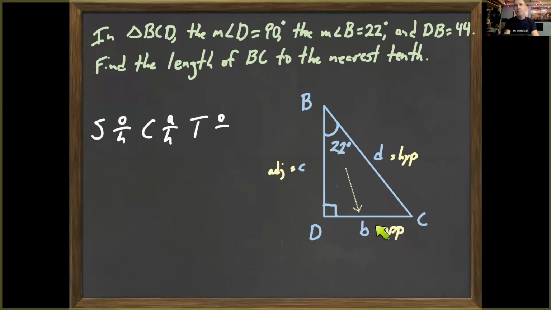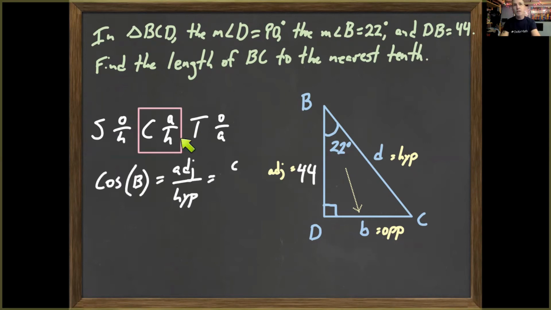So here's my opposite side. I labeled that with a lowercase b. Here's my adjacent side, right? That's the one connected to angle B, and that's lowercase c. And then here's my hypotenuse. Remember, the right angle points to the hypotenuse. And then I'm also going to write out SOHCAHTOA, so I remember all of my trig ratios.